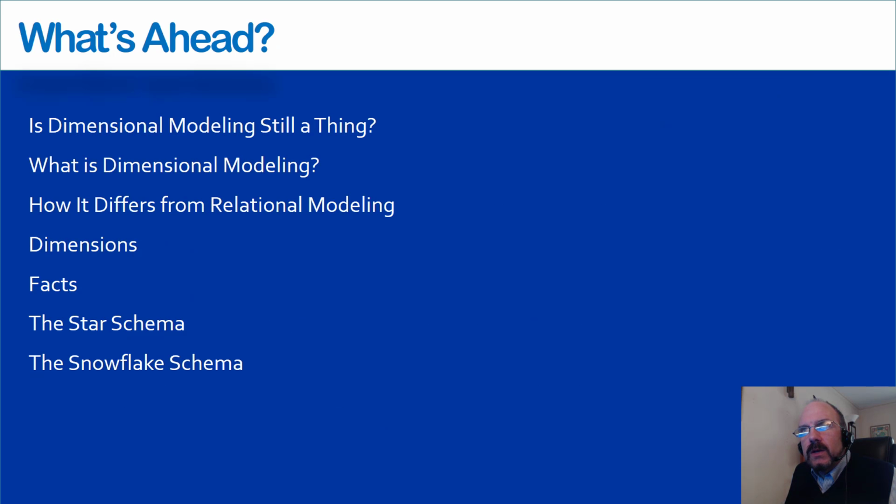So what's ahead? We're going to take a look at, first, is dimensional modeling still a thing, and why it is. Then we'll discuss what dimensional modeling is, how it differs from relational modeling, dimensions, facts, the Star Schema, and the Snowflake schema.